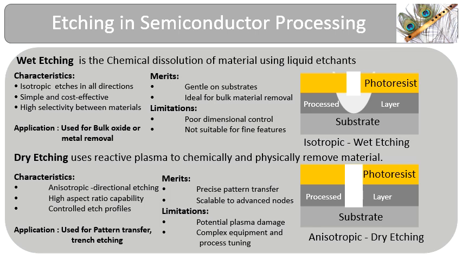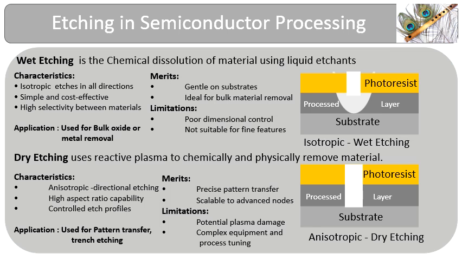Let's now consider various processes used for removing or trimming process layers during semiconductor fabrication. These techniques are essential for patterning, cleaning, planarizing, and refining device structures at different stages of processing. We'll begin with wet etching. This is a chemical process where liquid etchants dissolve specific materials. It's isotropic, meaning it etches in all directions. Wet etching is simple, cost-effective, and highly selective between materials. However, it lacks precision and isn't ideal for small features or advanced nodes.